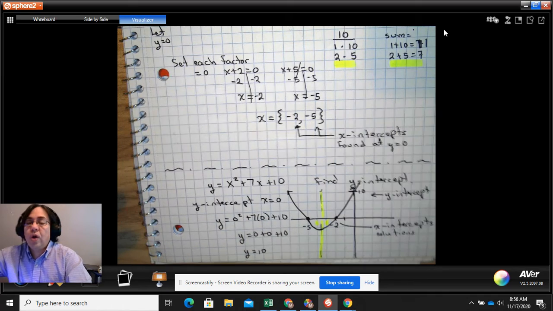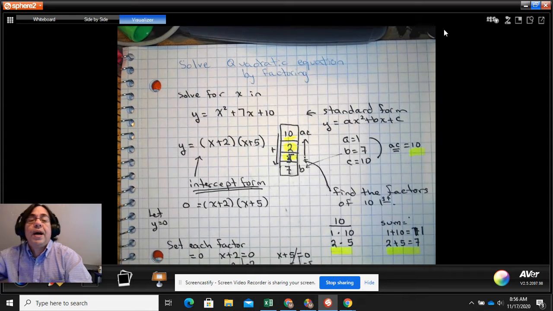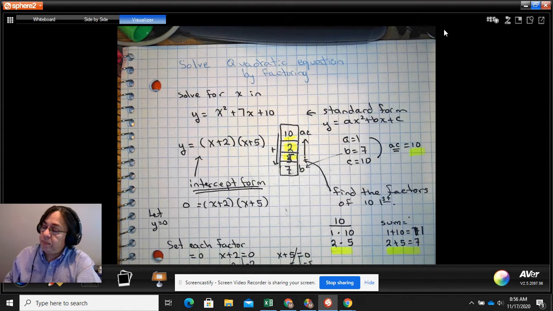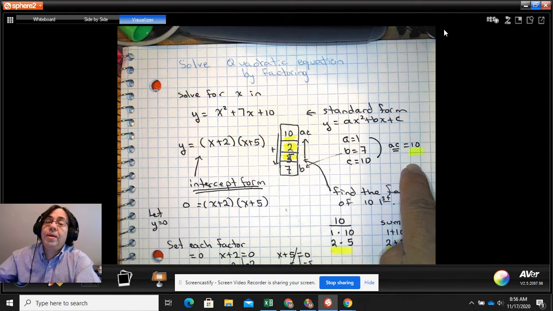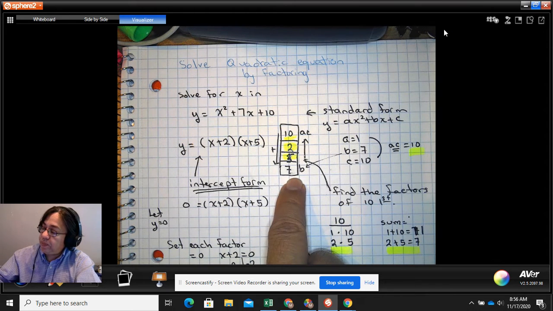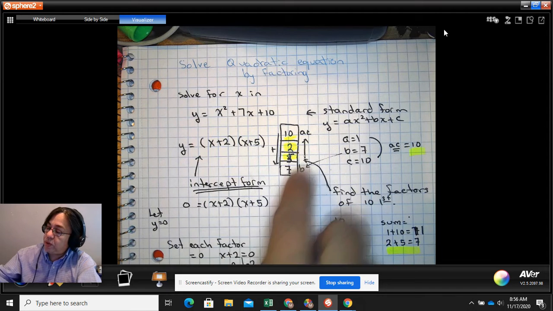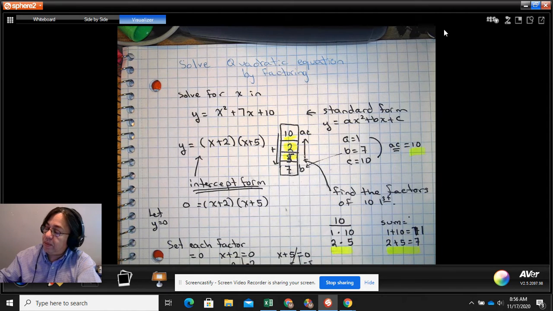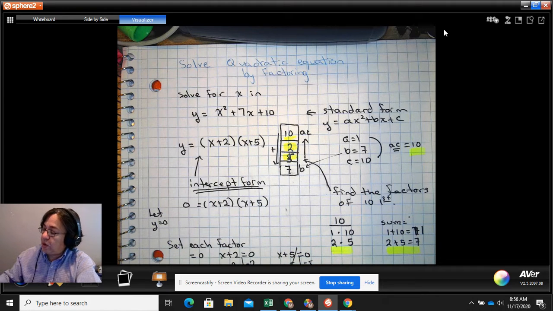So we solved a quadratic equation by factoring. We did that by taking a standard form, using the AC method. We created our graphic organizer and set each factor equal to 0. We just put the 2 and the 5 in place, set each factor equal to 0, and solved for x.